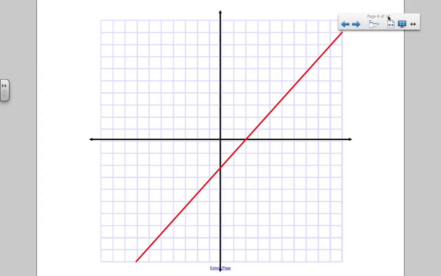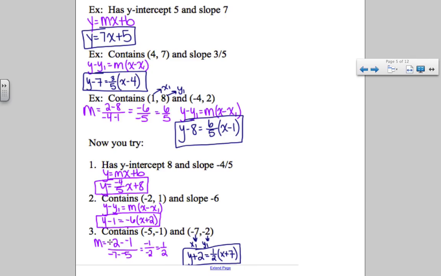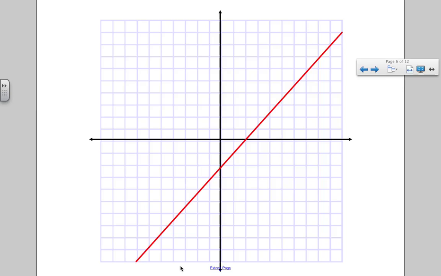Okay, now we need to find the equation if we're given a graph. So here's the graph of our line. You can either identify 2 points on the line and do the same thing as what we did in example 3 here: find the slope between them and then use point slope form. Or you can find the slope and the y-intercept of this line and write the equation that way. I find it easiest just to do slope-intercept form and get the slope and the y-intercept here.